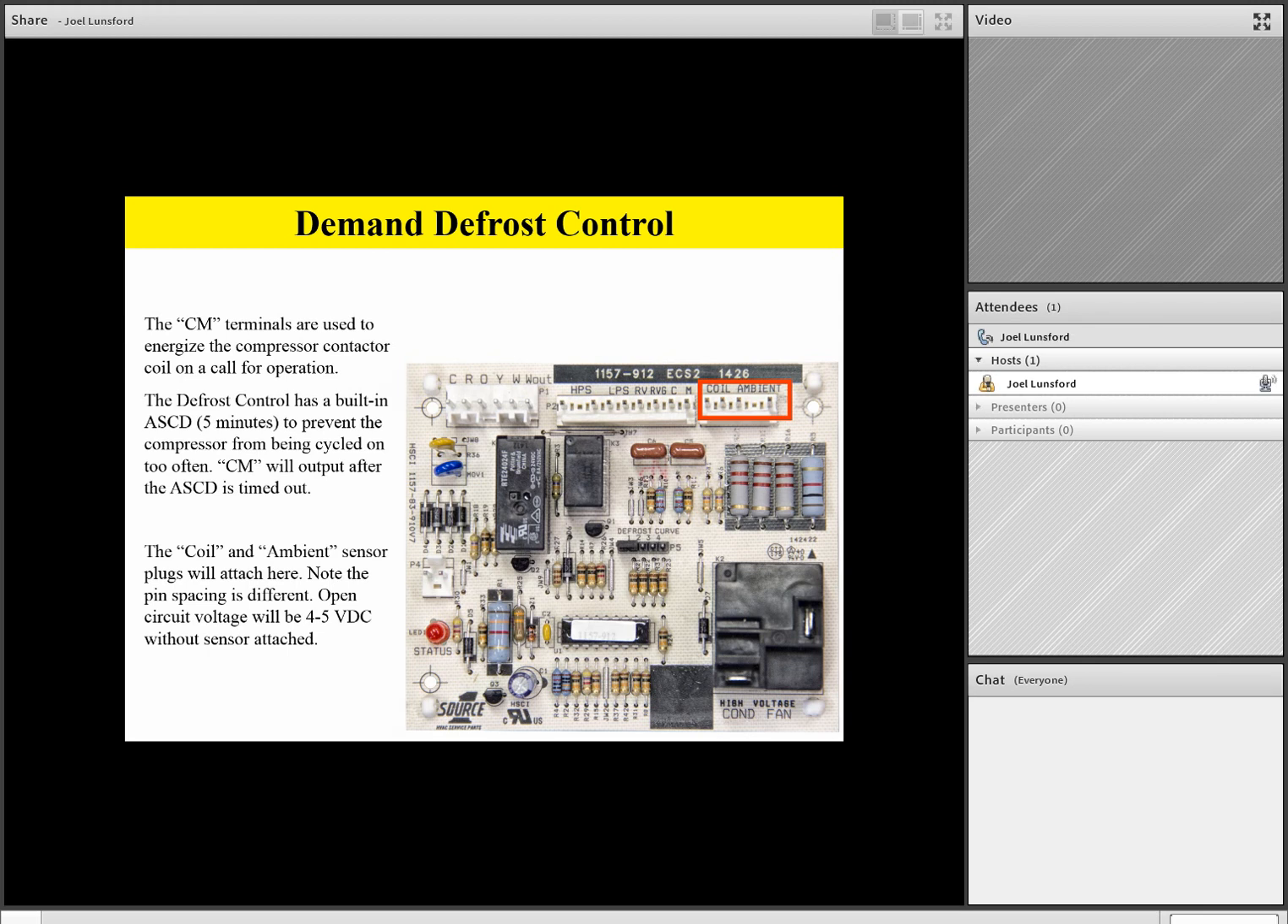It also should be noted that if you remove these sensors from the board, you should read 4 to 5 volt DC between the pins. So if I was to take my voltmeter and go to DC volts and go between the two ambient pins, I would see 4 to 5 volt DC. Or if I went between the two coil pins, I would see 4 to 5 volt DC. So this is an important concept to check board integrity.